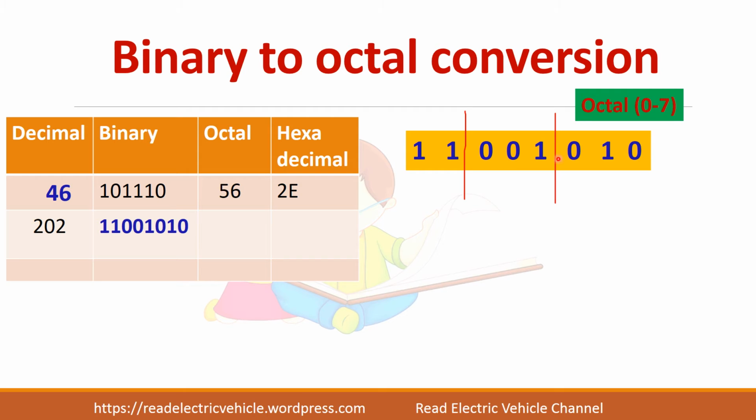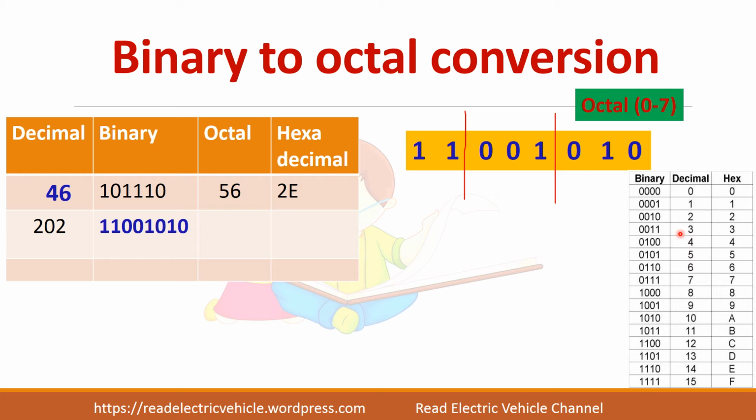So here 3, again 3, and again you can take 3, or if you are taking the third bit it will be 0. So you can leave that. Always start from LSB position. Okay. So what is 0, 1, 0? 2. So if you want, you can refer to this table. What is 0, 1, 0? It is 2. What is 0, 0, 1? It is 1. What is 1, 1? It is 3. So the equivalent octal value for this binary number is 312.